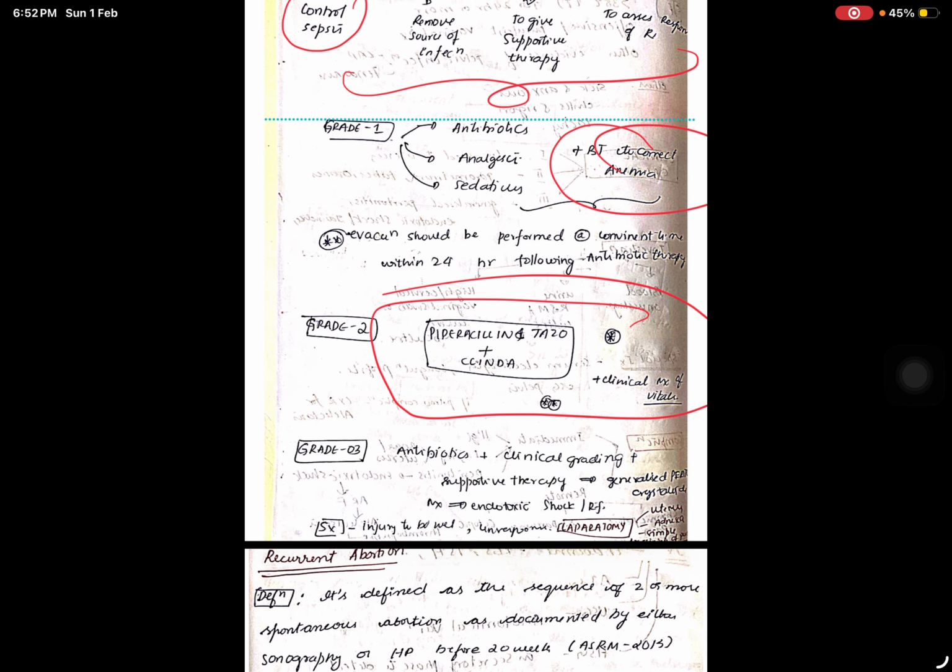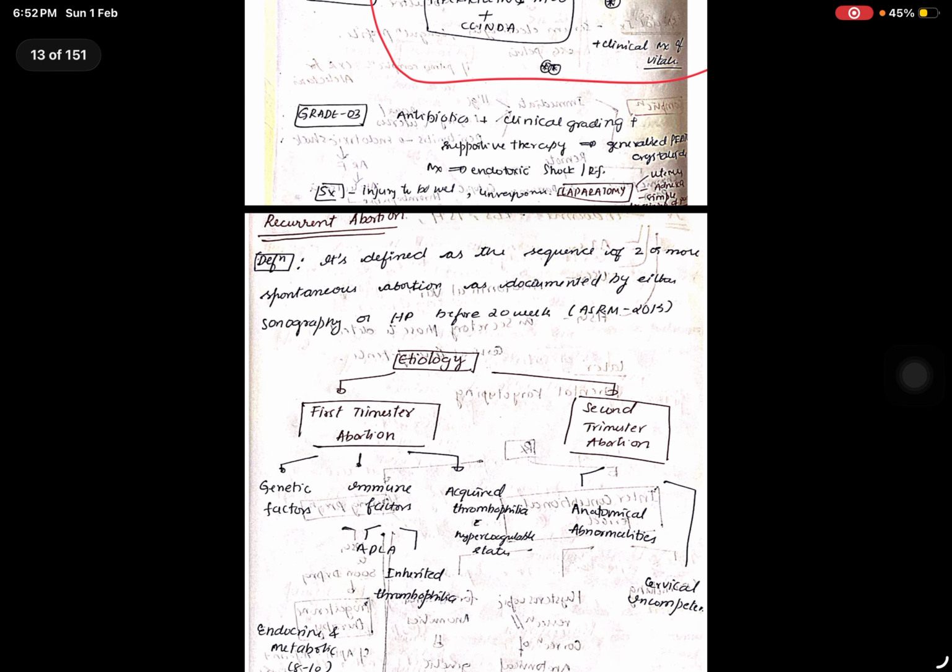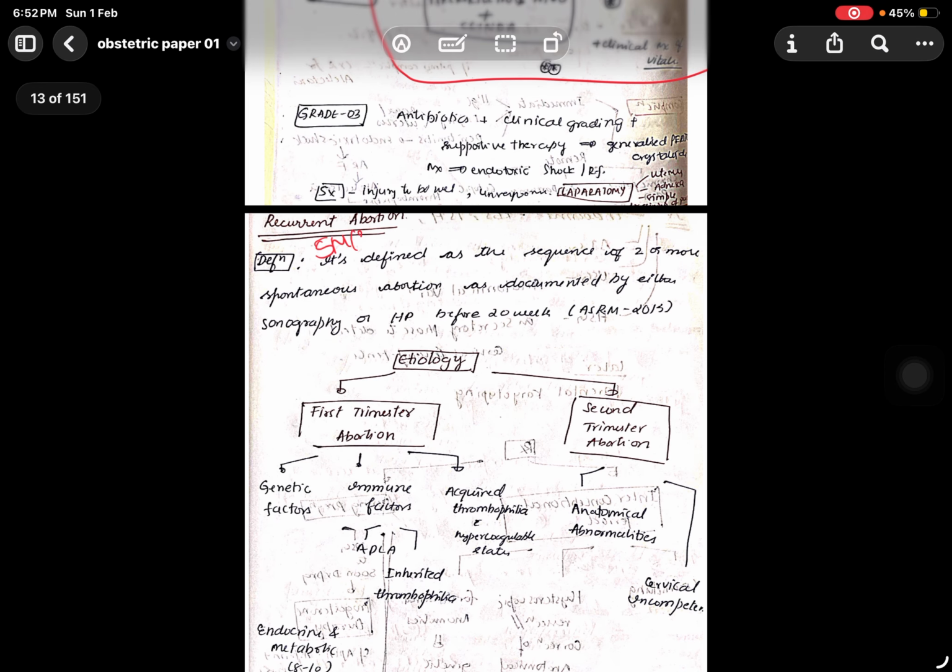Before starting, you start them on a broad spectrum, right? So we'll start with this broad spectrum antibiotic. This is an important 5 marker or a 3 marker. What are the causes of recurrent pregnancy loss, according to the 2013 definition? The definitions are important because they are a part of the 3 marker.